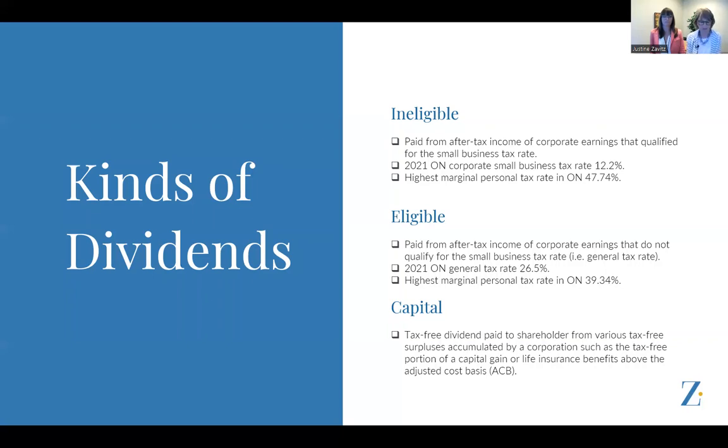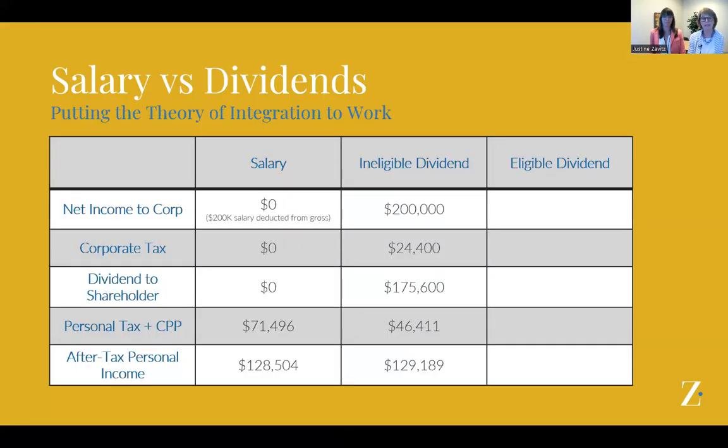So let's look at the eligible and ineligible dividends in practice. We've shown salary, we've shown ineligible dividends. Let's take an after-expense corporate income of $200,000 that's taxed not at the small business rate, but at the general tax rate, which is much higher, leading to a corporate tax of $53,000.